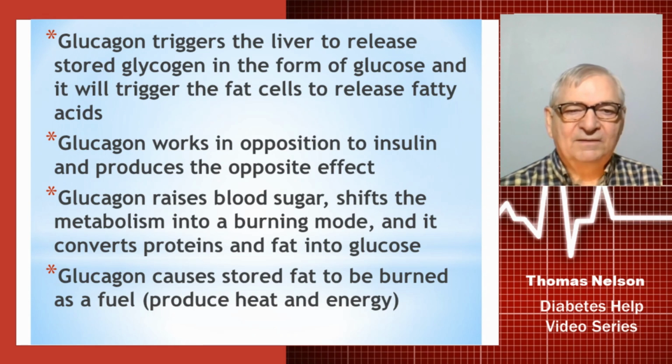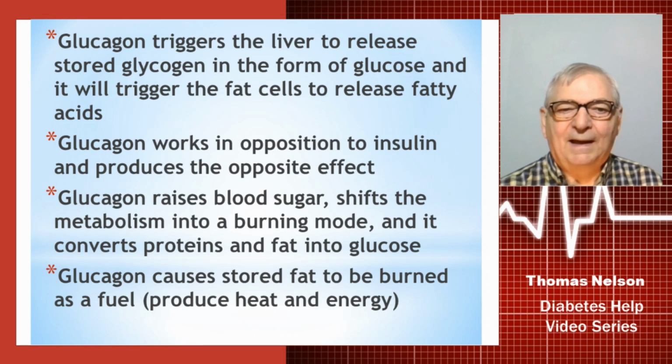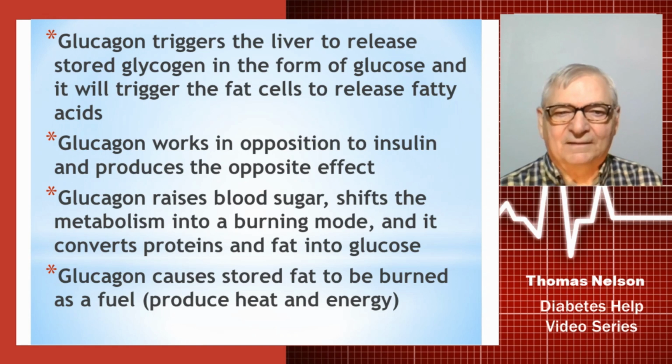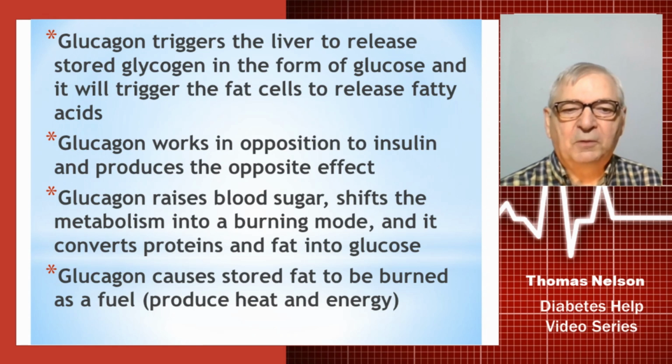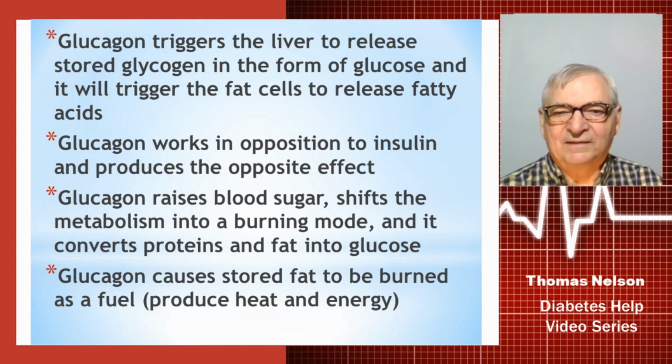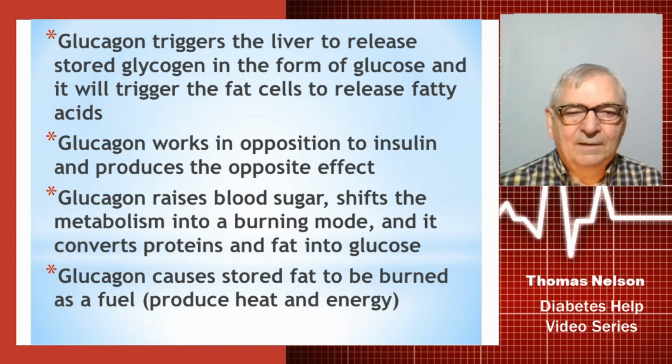So glucagon works in opposition to insulin, and it produces the opposite effect. Glucagon raises your blood sugar, it shifts the metabolism into a burning mode, and it converts proteins and fat into glucose. But again, it's also necessary in order for the fat cells to release fat so that it can be burned. So glucagon causes stored fat to be burned as fuel.